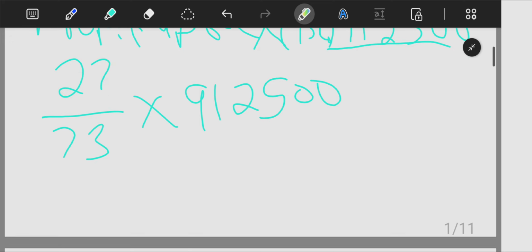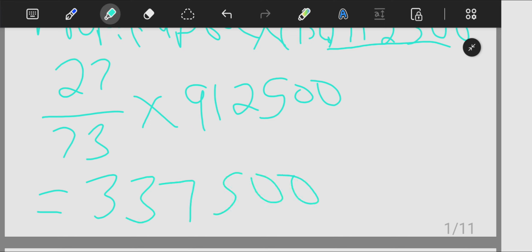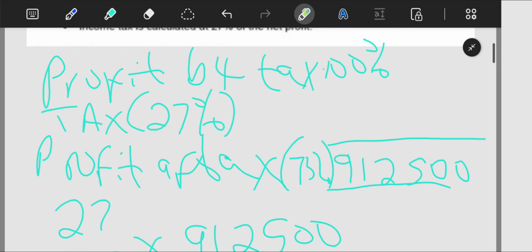Right. Let's see how much our tax is. 912,500 multiplied by 27 divided by 73. We get 337,500. This is our tax: 337,500.